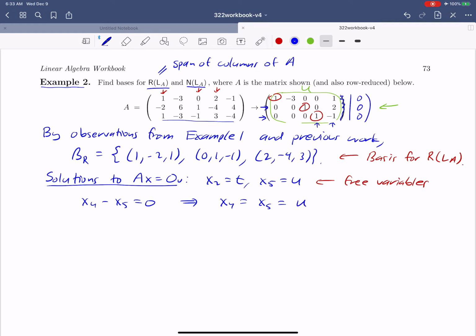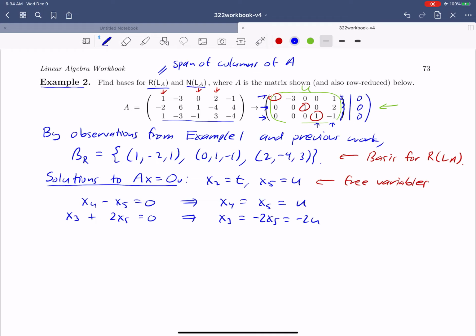Then, move back to the second equation. If we read that one off, it looks like x3, there's a 0x4 plus 2x5 equals 0. And if we take that and solve it for x3, we're going to get x3 equals minus 2x5, which is negative 2u.